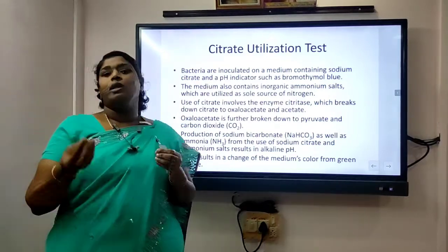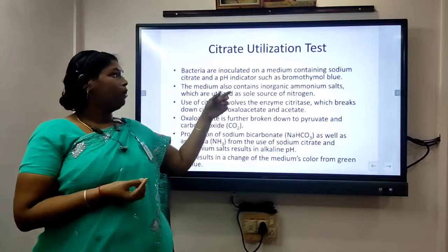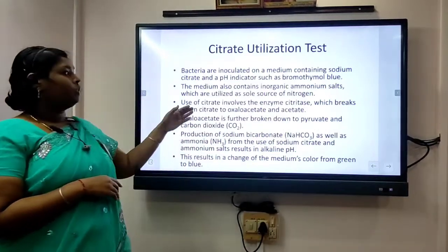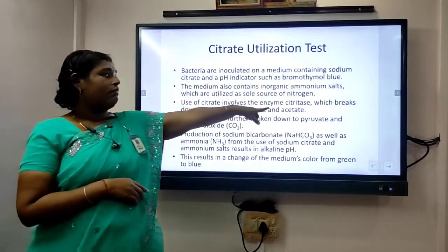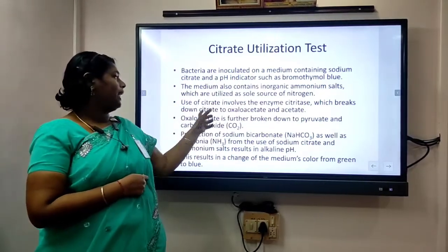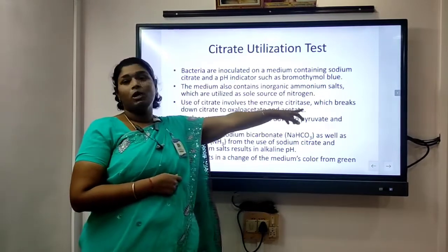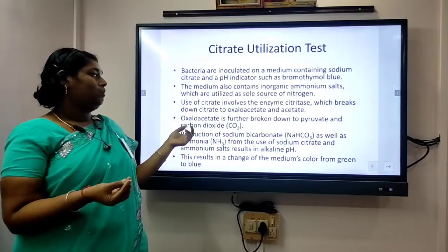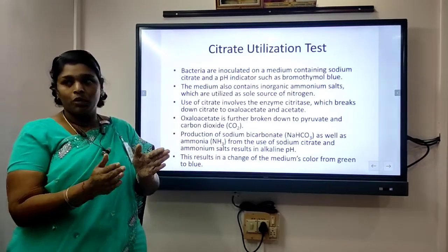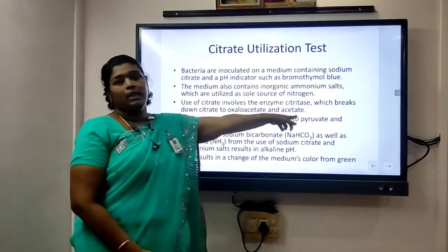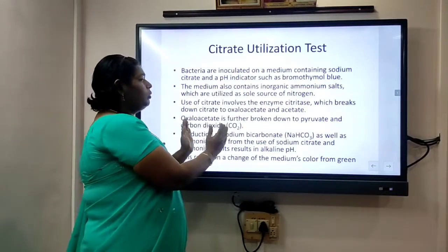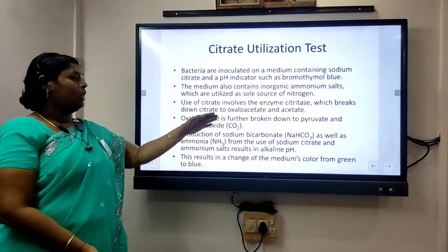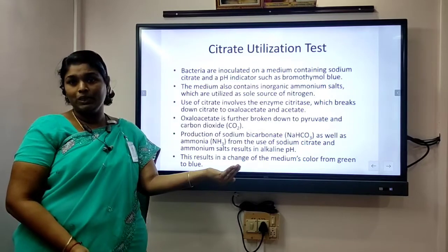So in that medium, the indicator, bromothymol blue, has already been added to the medium. Okay, so by the usage of citrate, the citrate will be decomposed or utilized by the enzyme called citratase. This citratase is synthesized by the organism, so that they break the sodium citrate into oxaloacetate as well as acetate. So the oxaloacetate and acetate will be split out. After that breakdown process, pyruvate will be produced in the medium.